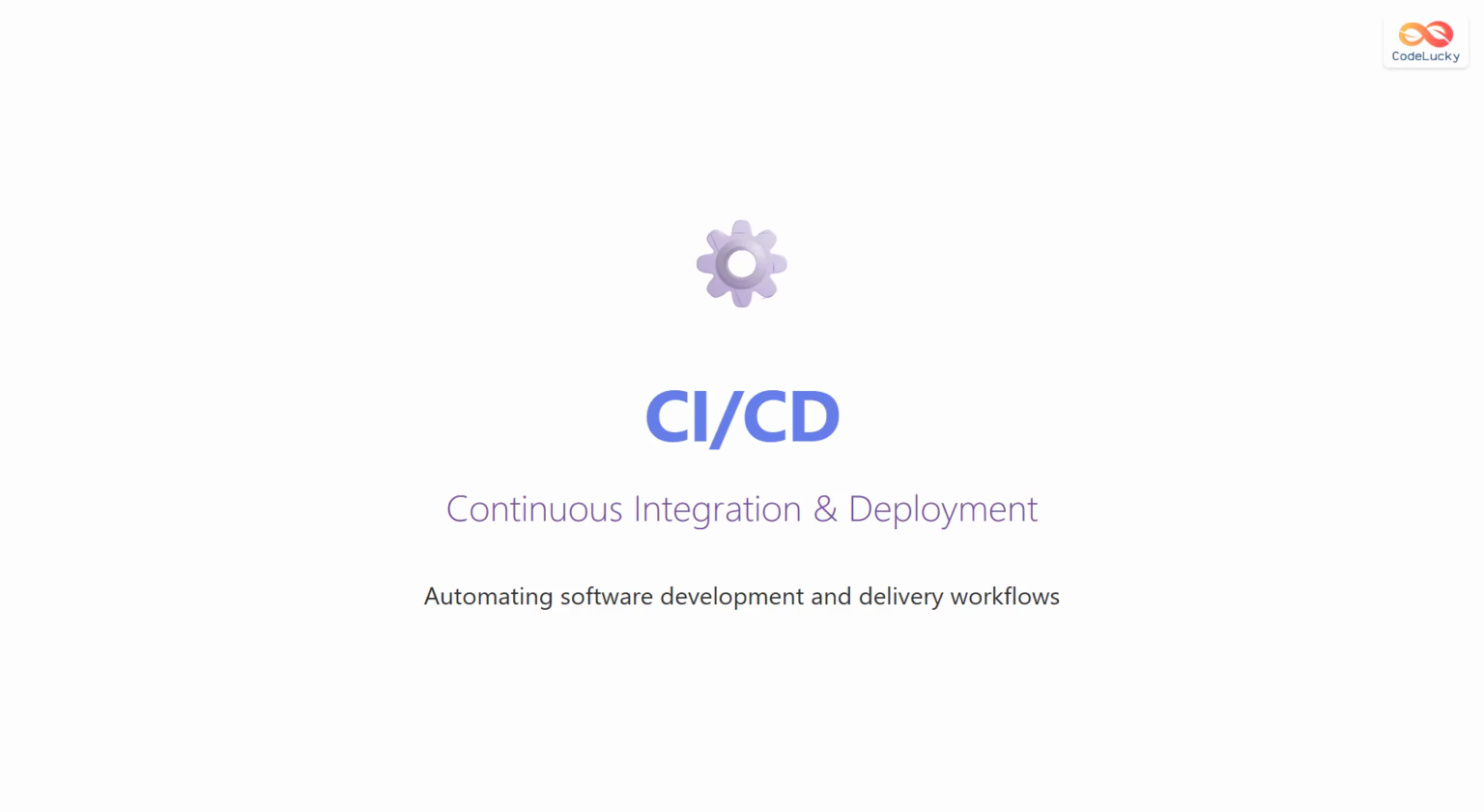Welcome to this comprehensive guide on CI/CD, or continuous integration and continuous deployment. This is a fundamental practice in modern software development that automates the process of building, testing, and releasing code. CI/CD helps teams deliver high-quality software faster and more reliably. Throughout this series, we will explore what CI/CD is, how it works, the tools used, best practices, and how to implement it in your own projects.